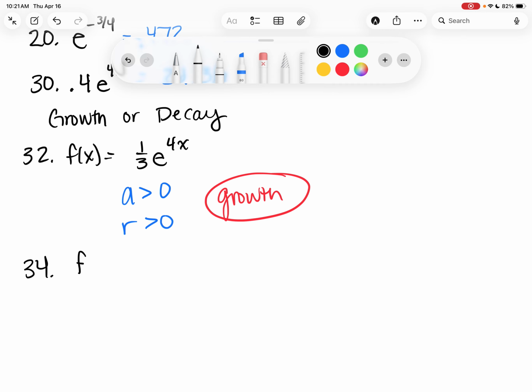Number 34: f of x is equal to 3/5 e to the x. Is a greater than 0? Yep, a is greater than 0. What about r? Yes. Why? Because it's just 1. Yep. So there's just an imaginary 1 here, which is greater than 0, so this is also growth.